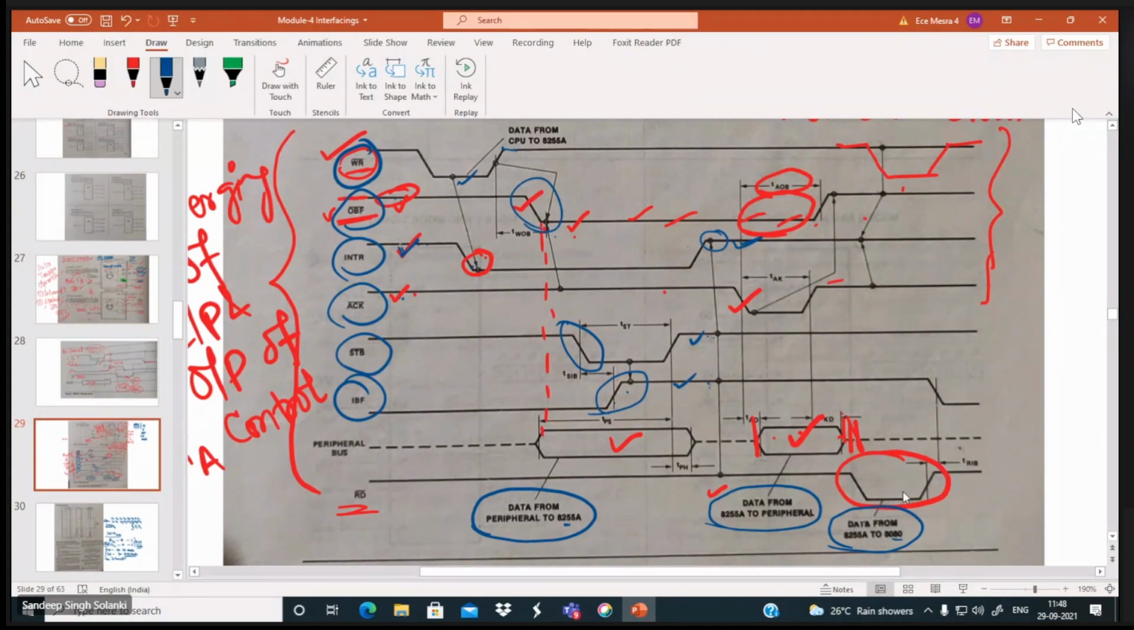And with the read, what do you expect? You expect that once again your IBF will go low. As long as your INTR is high, you can expect your read, and when the read is completed, your IBF goes low. Are you finding it here or not? Yes, sir. Okay.